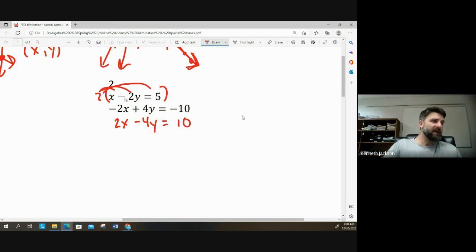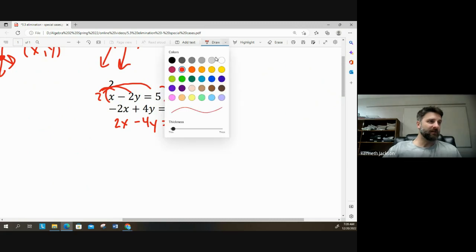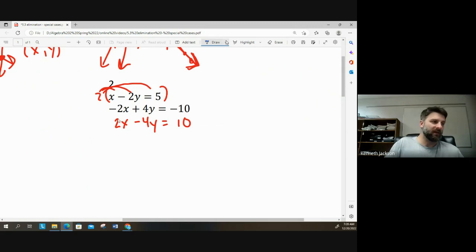So again, I'm looking at my x variables here. It doesn't matter which variable you want to eliminate. Eliminate one, the x's or the y's, it doesn't matter. So in this case, I'm looking at these two numbers, and I have negative 2 and a positive 2.